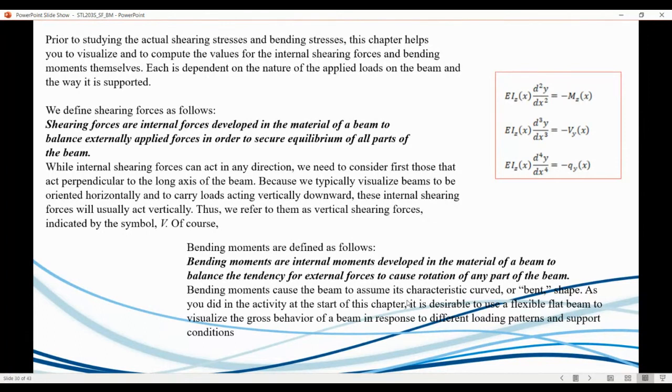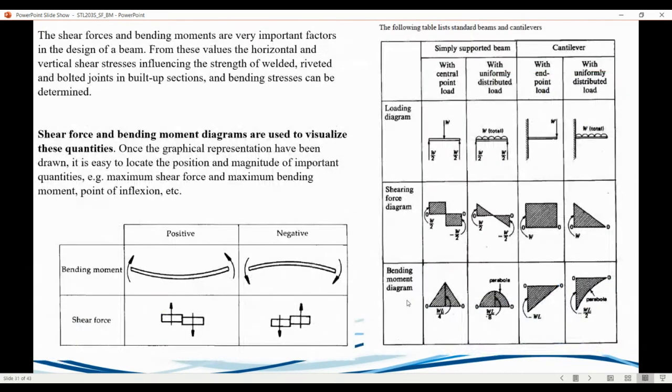Whereas bending moments are internal moments developed in the material of the beam to balance a tendency for external force to cause rotation of any part of the beam. So these are all internal forces, right? Every reaction, when you're applying a load, is going to be a shear force and a bending moment, right? And I have some differential equations over there, but just for show, because you guys will be touching on that in Strength of Materials 3.